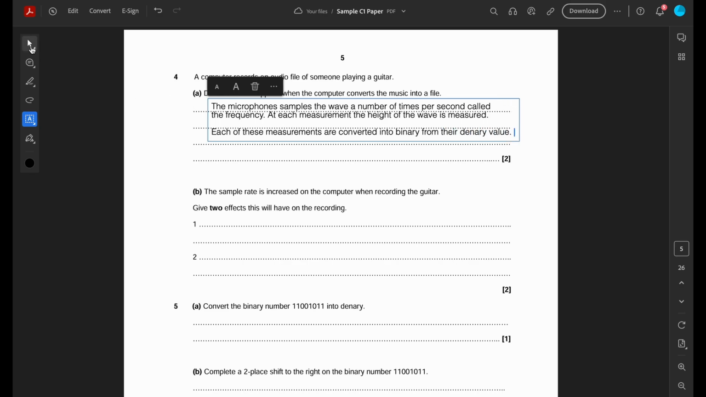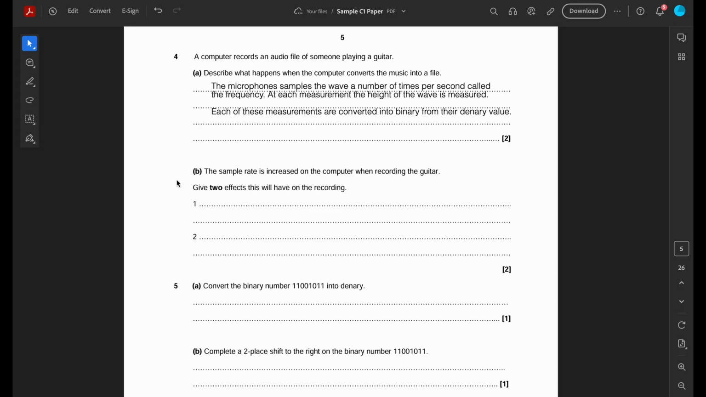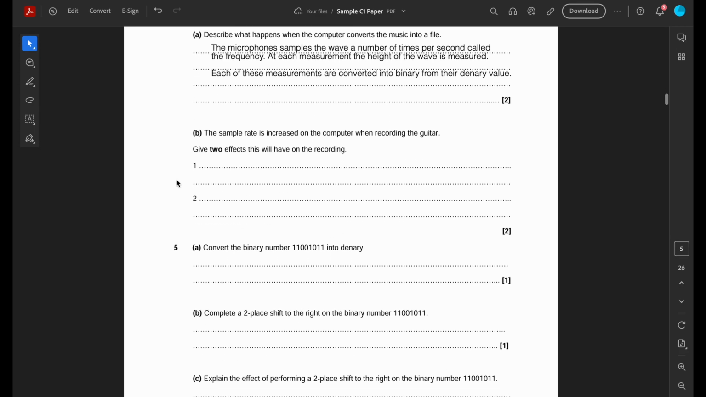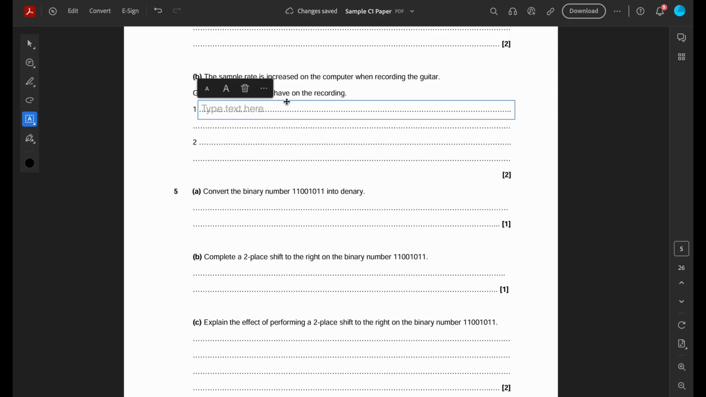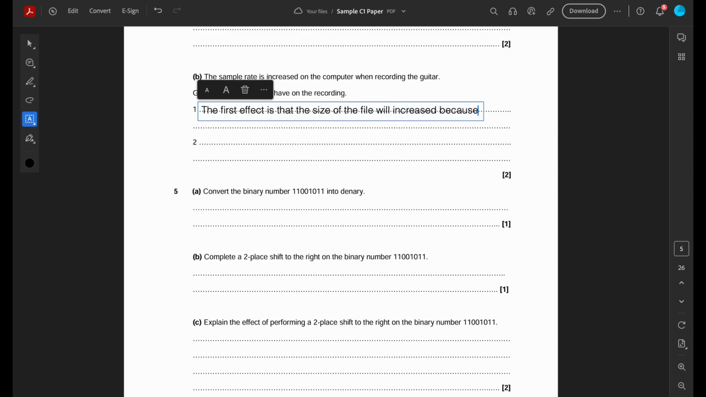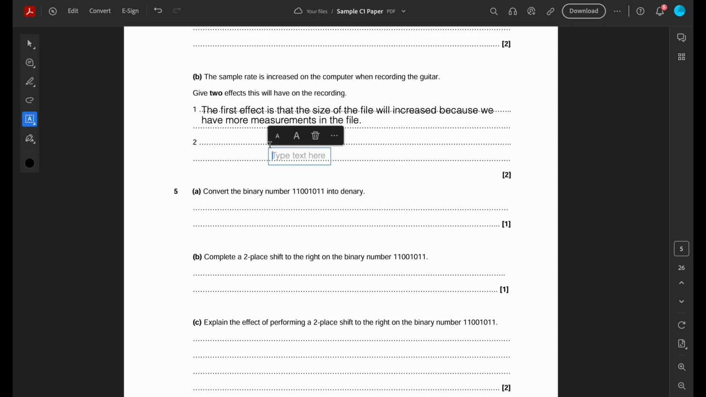Okay, so basically that question, I get a mark for saying that the height of the wave is measured. I get a mark if I talk about frequency in the right way, and I get a mark for saying it's converted. So there you go. Definitely got all those. The sample rate is increased. What's going to happen to the file? 2 effects. So first effect is that the size of the file will increase because we have more measurements in the file. So that's going to be the first one.